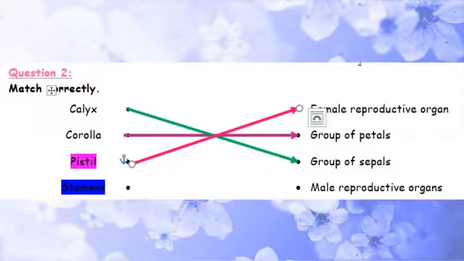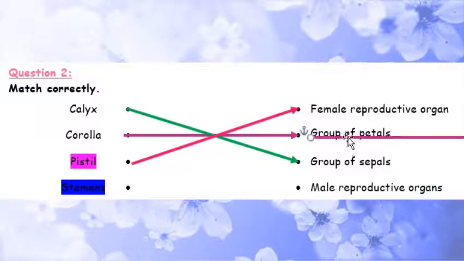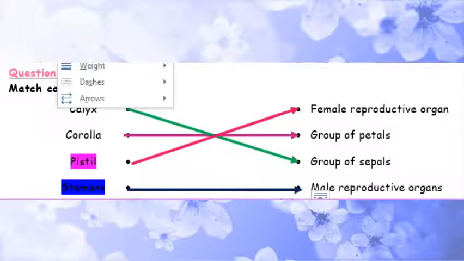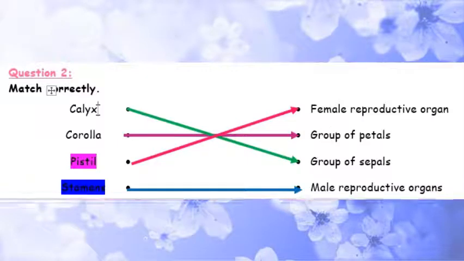Okay, while the stamen is the male, the boy, the male reproductive part of a flower. So again, calyx is the group of sepals. Corolla is the group of petals. The pistil or the carpel is the female reproductive organ in a flower. The stamens are the male reproductive organs in flowers.